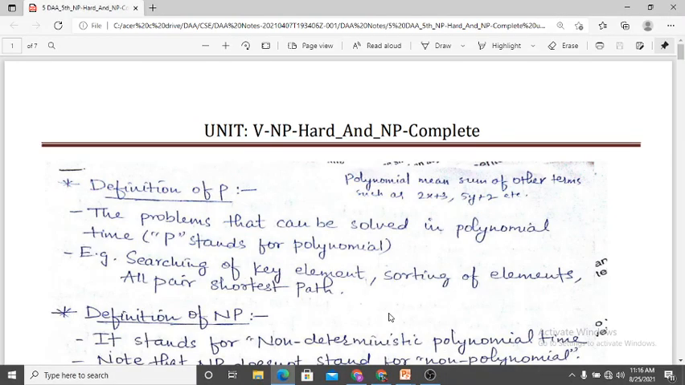So here is the definition of P. Polynomial is represented as P. The problem that can be solved in polynomial time. P stands for polynomial.